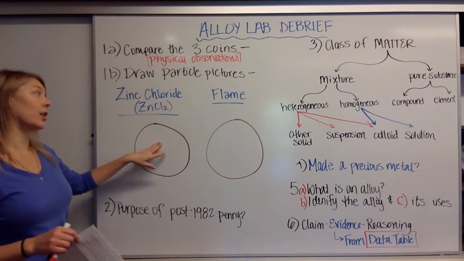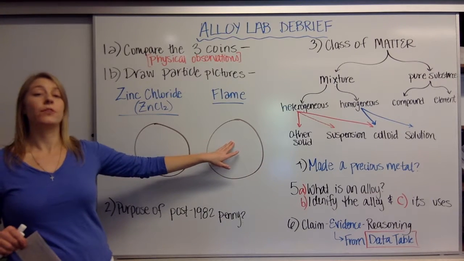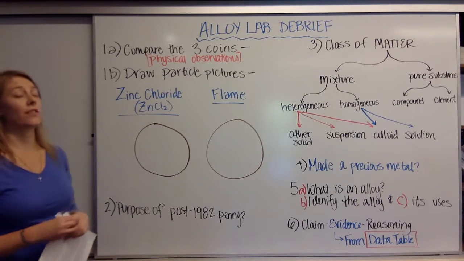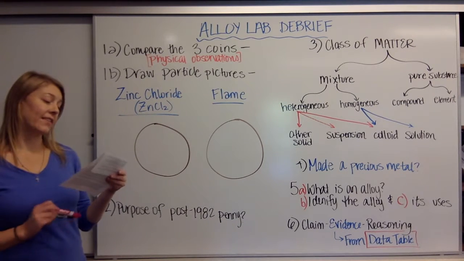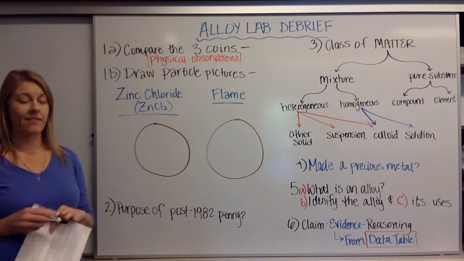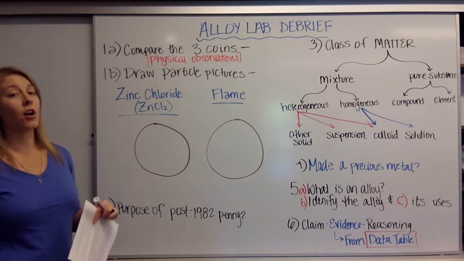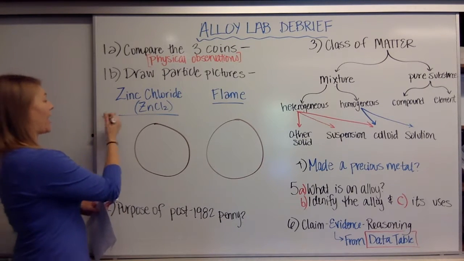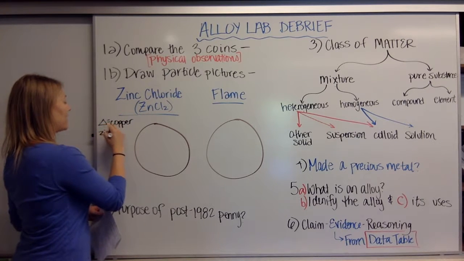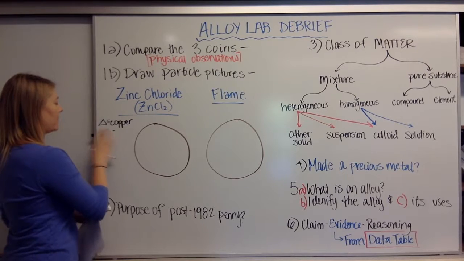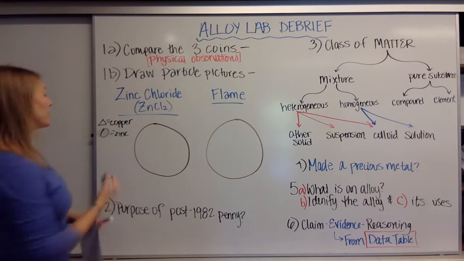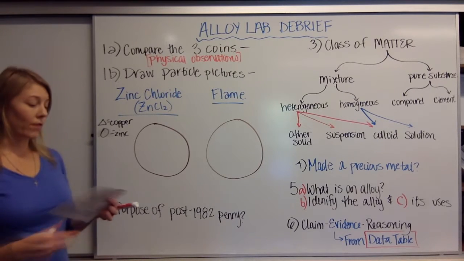So the one that we treated in zinc chloride and the one that we treated in the zinc chloride solution and then in the flame. Okay, so what we want to do here is show what's happening with the particles. And it says to distinguish between the copper and the zinc atoms. Okay, so you can do this a number of ways. You can have copper be perhaps triangles, and zinc could be circles, right? You could do two circles and have one of them colored in, whatever you want.